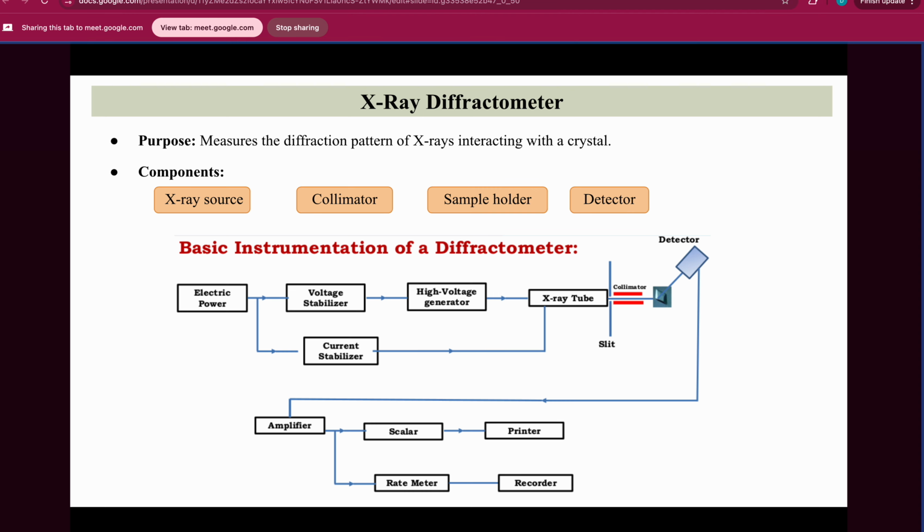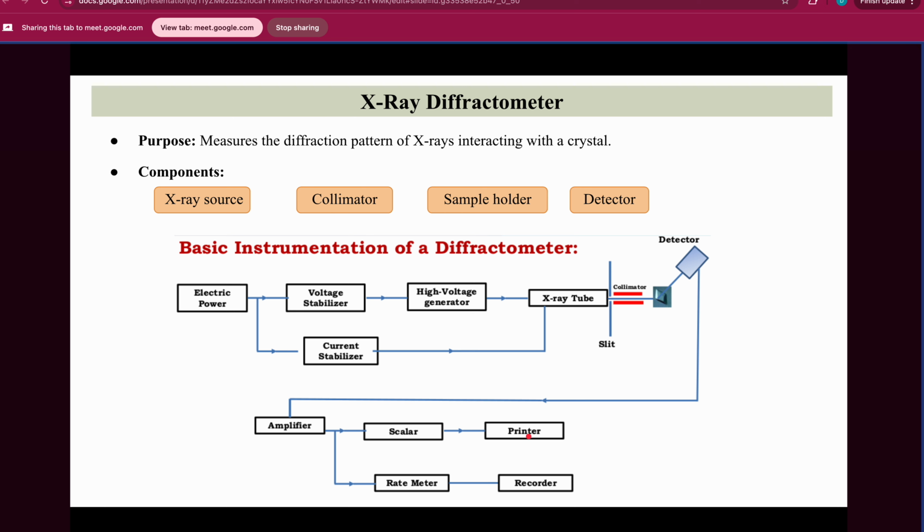So this is the basic instrumentation: electric power is coming in, there is a voltage stabilizer, a high voltage generator, and then from the X-ray tube the X-rays are generated by the electrons. The X-rays pass through the collimator and then reach the crystal. They hit it and a diffraction pattern is generated, which is captured by the detector. After capturing it, the detector passes it to the amplifier, which amplifies the signals obtained. Then there is a scaler, and ultimately a printer.